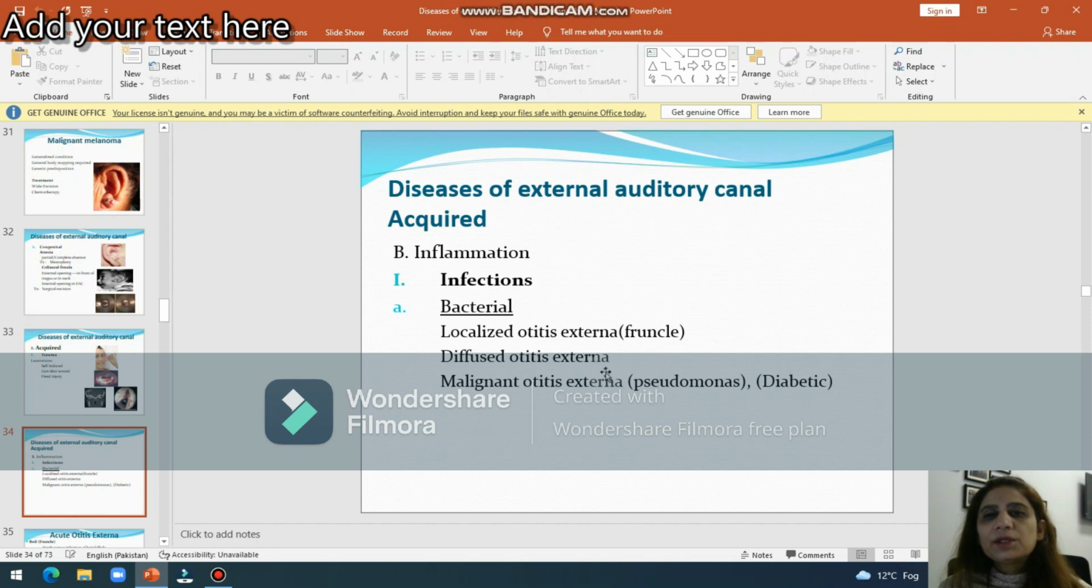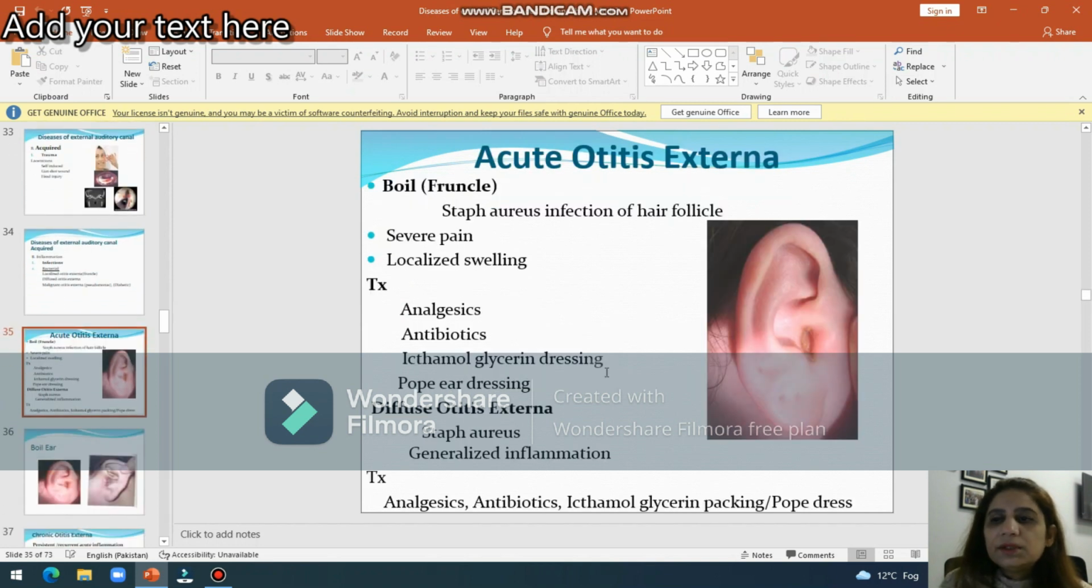Then inflammation in the external auditory canal can be due to infection. Infection can be bacterial, viral and fungal. So localized otitis externa we have discussed. Furuncle, that can also appear in the outer part of the external auditory canal, that is the infection of hair follicles with Staph aureus bacteria. Diffuse otitis externa, that is bacterial infection involving the whole external auditory canal, and there will be swelling of the external auditory canal along with narrowing of the external auditory canal. And then malignant otitis externa, that is usually seen in diabetics. We will discuss these diseases one by one.